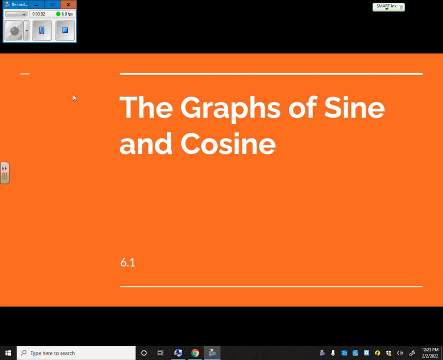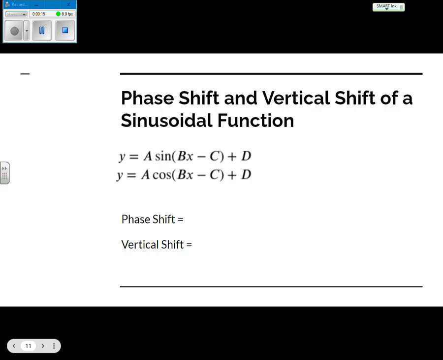Okay, I need to continue my graphs of sine and cosine lesson. There's a couple more things we need to talk about besides an amplitude change and a period change. And they are a phase shift and a vertical shift.